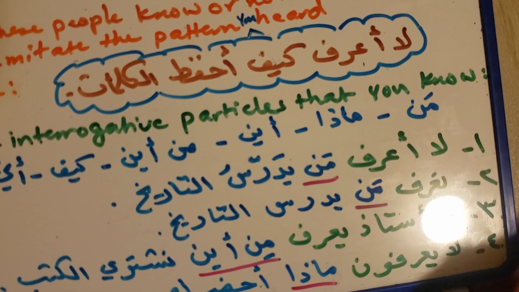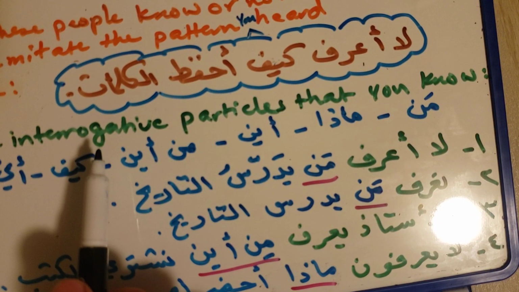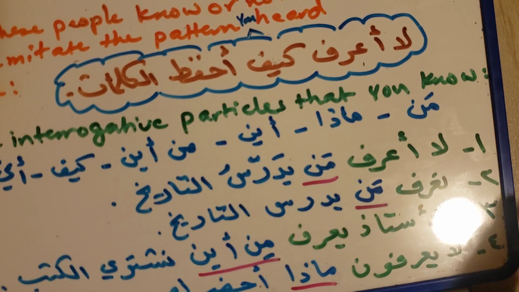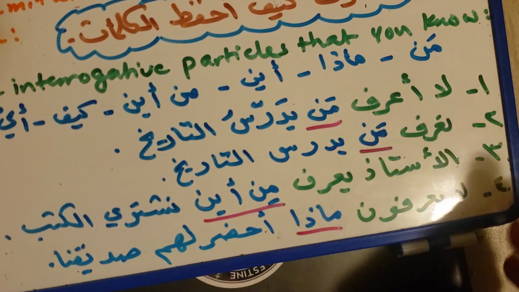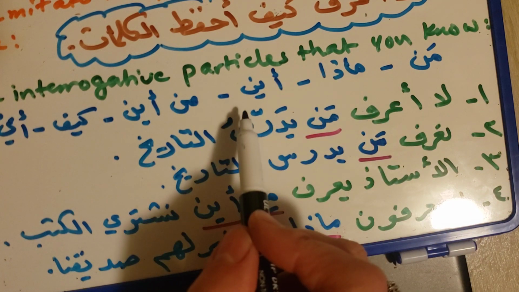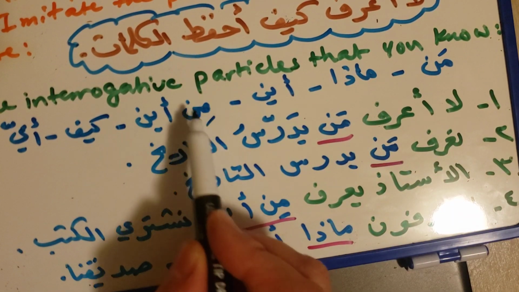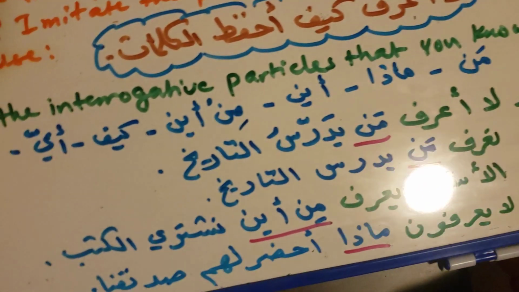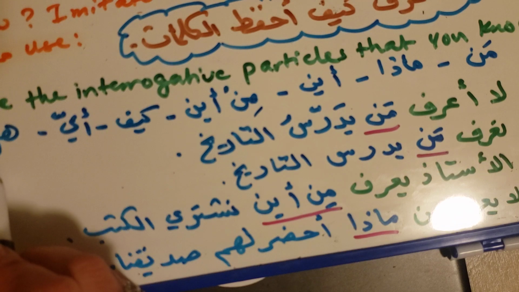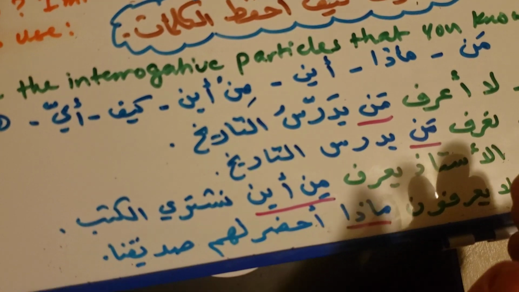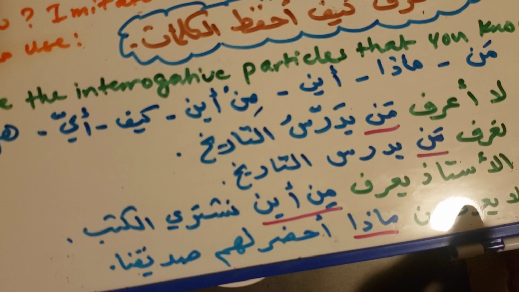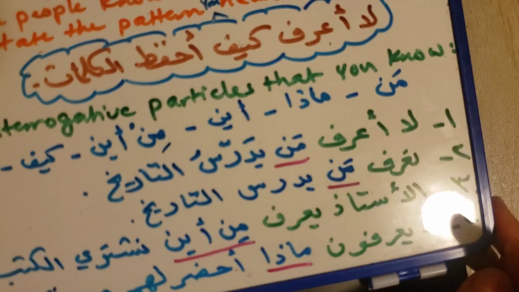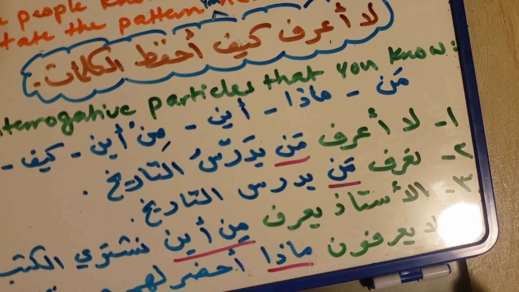So what is the pattern that Maha used? لا أعرف كيف أحفظ الكلمات. I don't know how to memorize the words. Okay? Use the interrogative particles that you know. What are these? من who, ماذا what, أين where, من أين from where, كيف how, أي which, هل, it's the equivalent of is in a question, like هل أنت مريض, are you sick? It's the equivalent of the verb to be, is or are, in a question. Okay, لا أعرف, and then you have to finish that sentence.